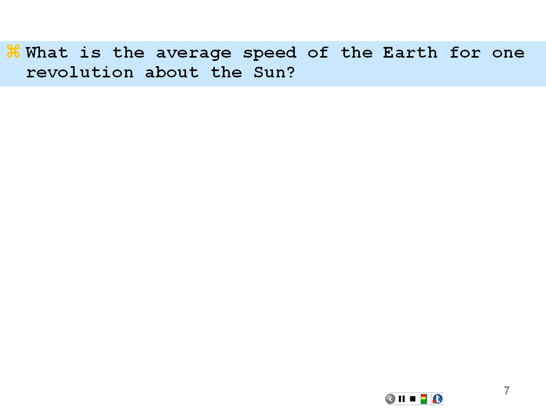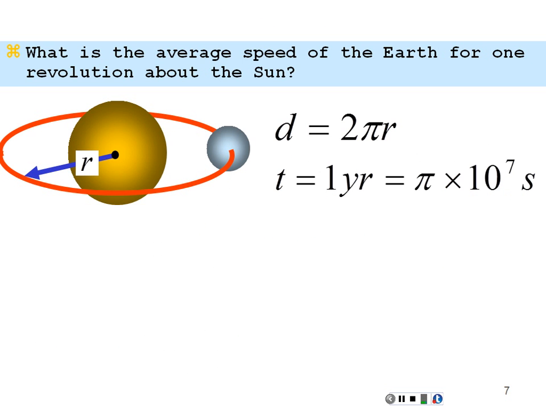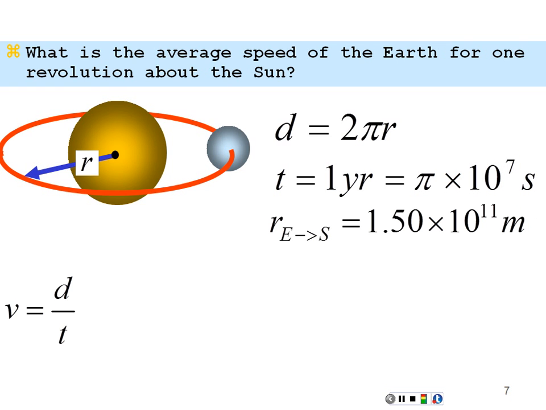What is the average speed of the Earth for one revolution around the Sun? Curious idea. If the Earth's going around the Sun, that distance is going to be 2 pi r, where r is the radius of the Earth's orbit, and it's going to do it in 1 year. There's approximately pi times 10 to the 7 seconds in 1 year, so we'll use that time. The radius of the Earth's Sun orbit is 1.5 times 10 to the 11 meters, 150 million kilometers.